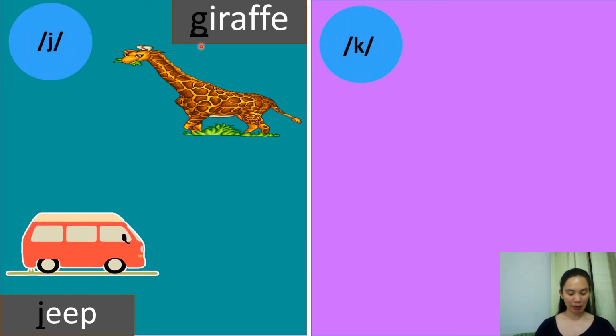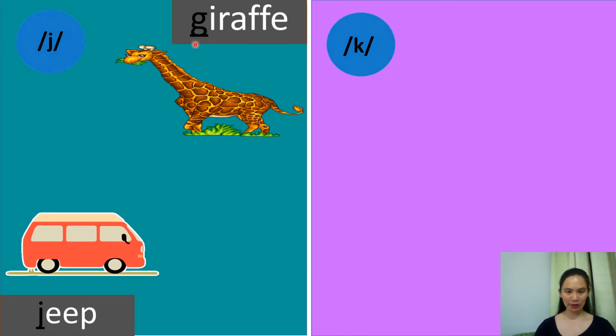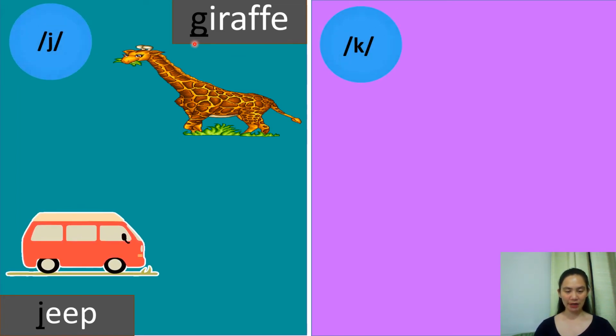Okay, now let's have the other example. Let's have another example of words that start with a J sound. We have the words giant and generous.